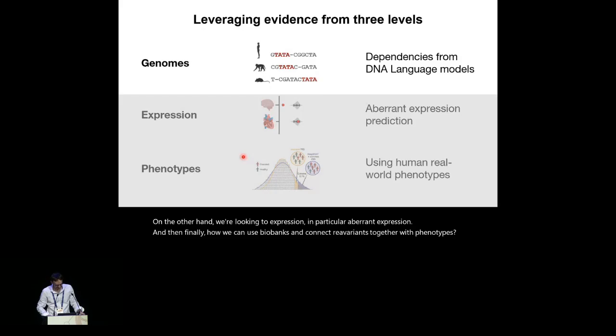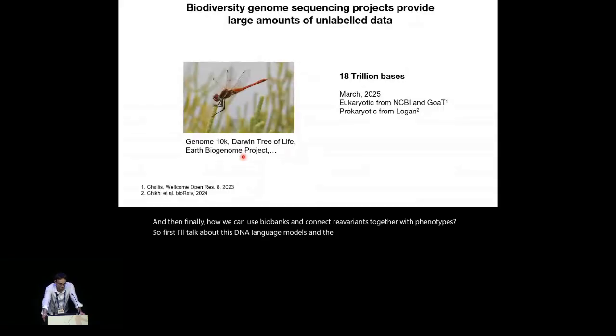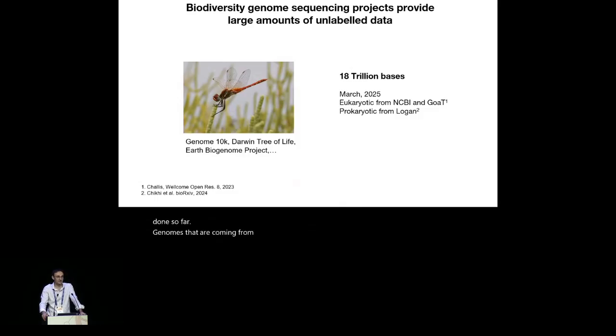So first, I'll talk about these DNA language models and their dependencies. There's a very strong motivation in the field to leverage, even better than we have done so far, genomes that are coming from biodiversity genome sequencing projects. We can see now tens of trillions of bases that are sequenced across eukaryotes and prokaryotes. And these are fantastic data to perform self-supervised learning, so learning that is done on what we call unlabeled data from a machine learning point of view.